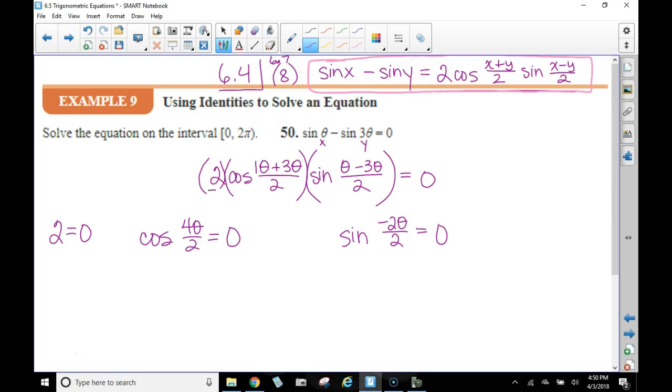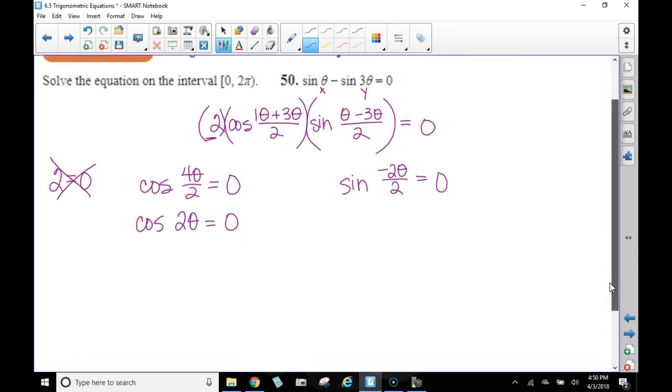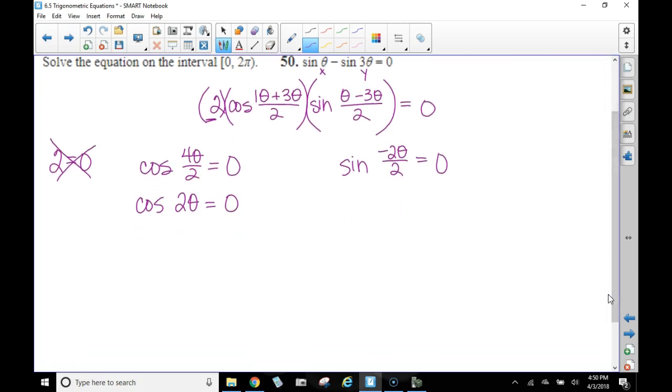Now for this first one, when we set 2 equal to 0, that doesn't have a solution, right? 2 is not equal to 0. We're not going to have an answer from that. This next one says cosine of, that would reduce to 2 theta equals 0. And this is just going to be solving a multiple angle equation at this point. We're going to get the cosine off of there by taking inverse cosine of both sides. So we will have 2 theta equals the inverse cosine of 0.